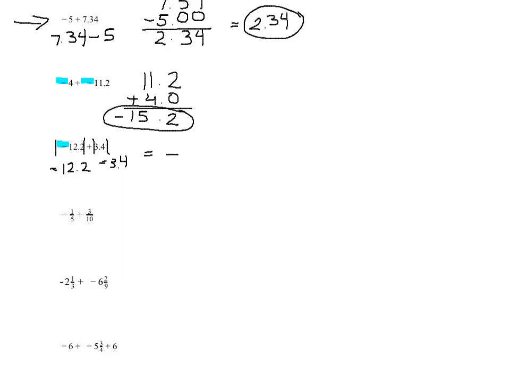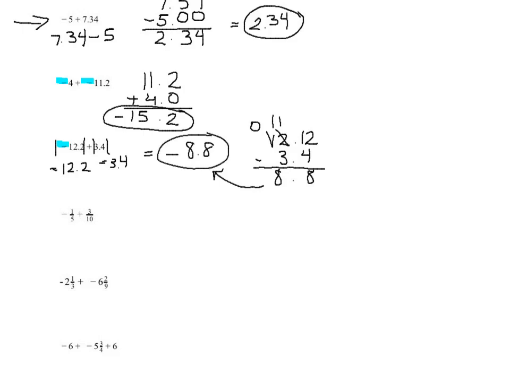Now we are going to subtract that smaller absolute value from the greater one, lining up our decimals just like we did in the first two examples, immediately carrying that decimal down. We're going to go ahead and borrow. 12 minus 4 gives us 8. Borrow again. 11 minus 3 gives us 8. And we see that our answer is 8.8. But it's negative because of our sign, so we have negative 8.8.